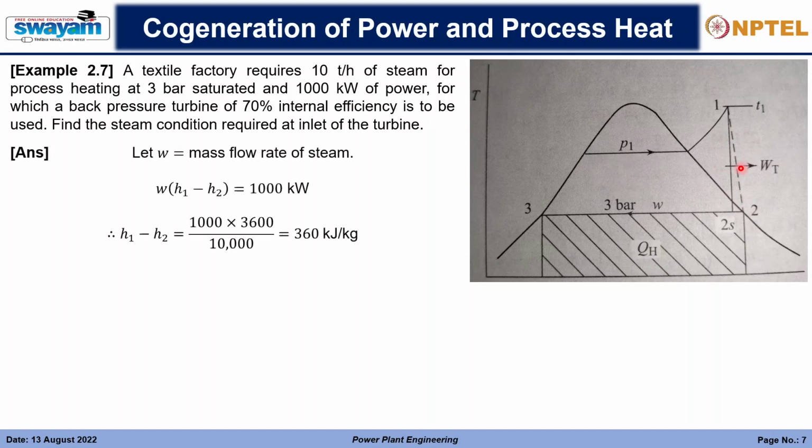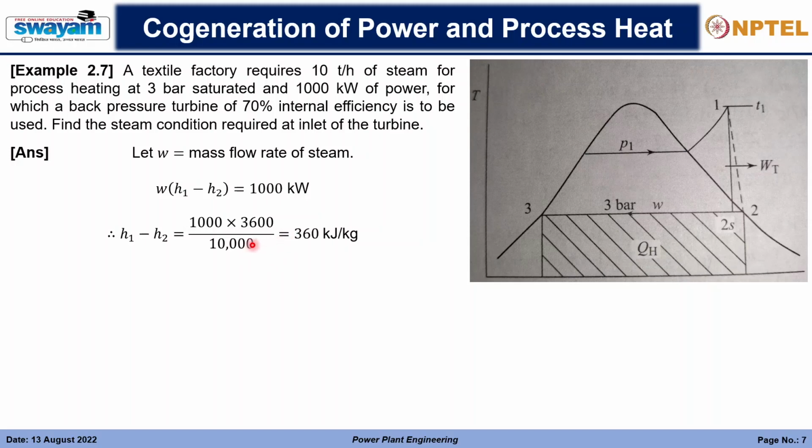First, this is W, this is the mass flow rate of steam. Let us convert it, using the units not kilowatt but rather kilojoule per kg. We know the requirement, 10 tons per hour, and we know the power. So we will divide and we will get H1 minus H2 as 360 kilojoule per kg. So this is 1000 kilowatt it was producing, and the flow rate is 10 tons per hour.